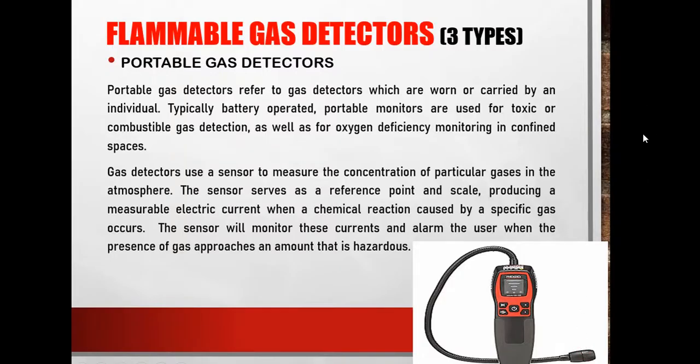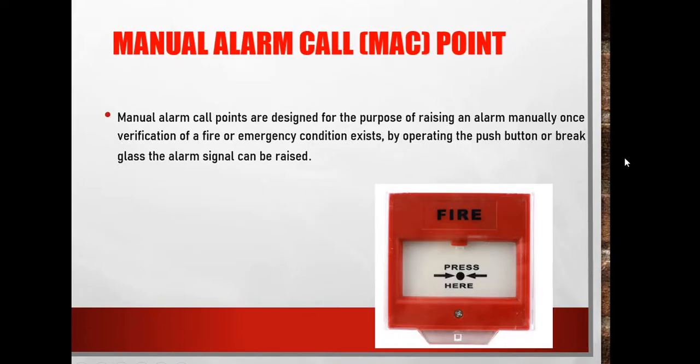And then we go to manual alarm call points. Of course, everyone knows what this is. You see them in buildings, you see them everywhere. If you as a person notice that there's a fire or you need to raise an alarm, you just break the glass, press the button, and an alarm goes off. You place them almost everywhere. Manual call points are designed for raising an alarm manually once verification of a fire or emergency condition exists, by operating the push button or break glass. The alarm can be raised.